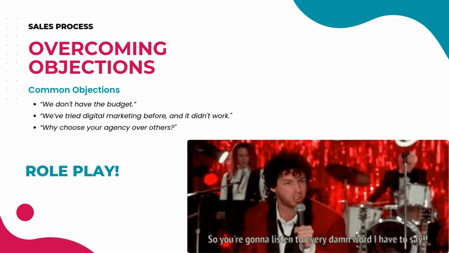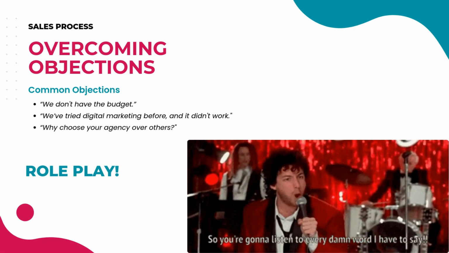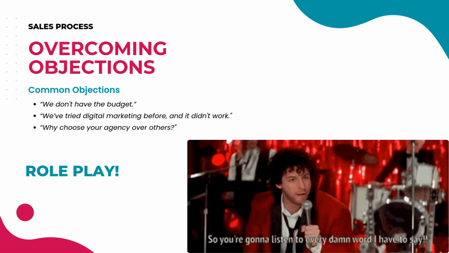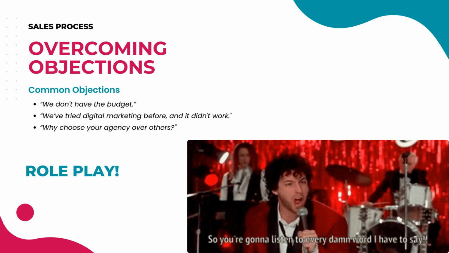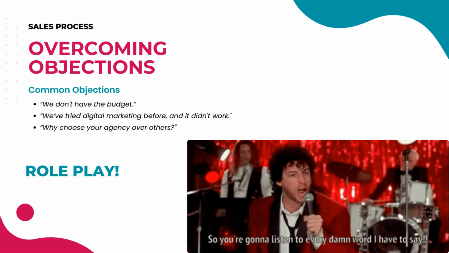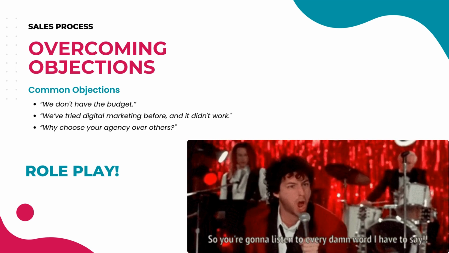We don't have the budget. We've tried digital marketing before, it didn't work. Why should we choose your agency over others? Yeah, why? Because we're the best. We got Van Kirk. We got Astro Roofing.